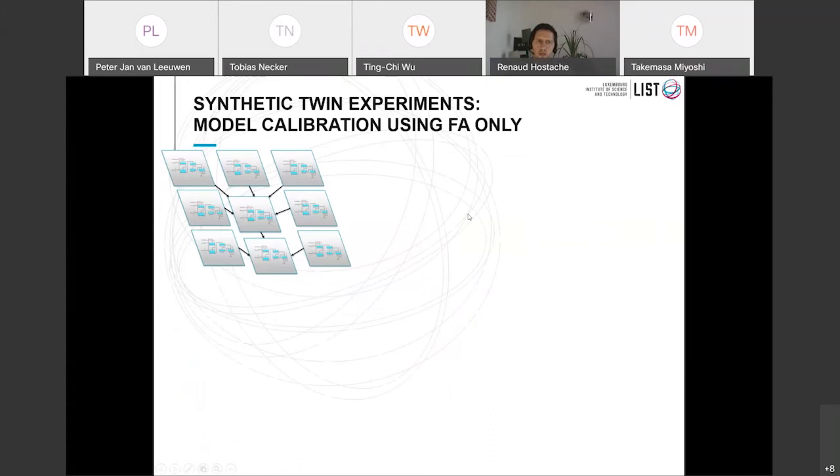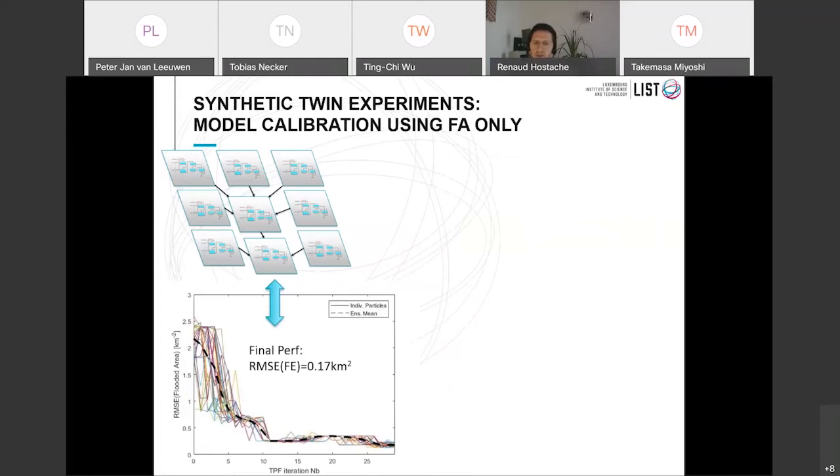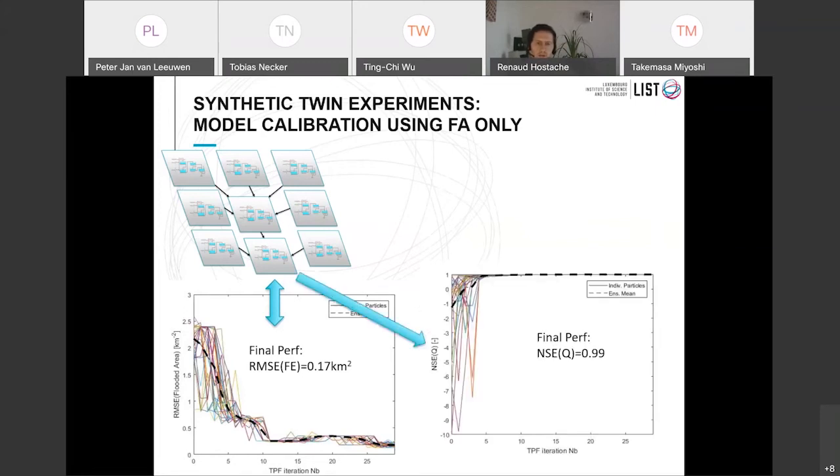What we did as well is an experiment, this time assimilating only flooded area, so without soil moisture assimilation. In this case, we see that the calibration and the assimilation also enable a convergence to a solution with rather low error. Of course, the number of iterations is a bit different because the experiment is different, and we see as well that the runoff is correctly simulated by the analysis.